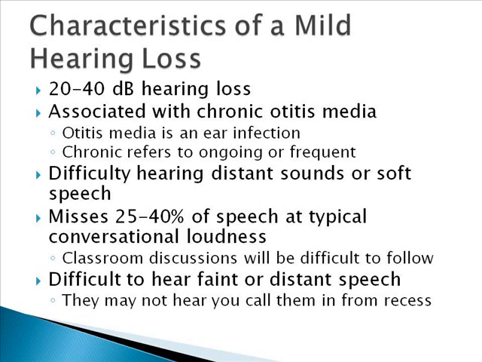The characteristics of a mild hearing loss are 20 to 40 decibel hearing loss. This type of hearing loss is associated with chronic otitis media or ear infections. Chronic refers to the ongoing or frequent. These individuals will have difficulty hearing distant sounds or soft speech. They will miss 25 to 40% of speech at typical conversational loudness.